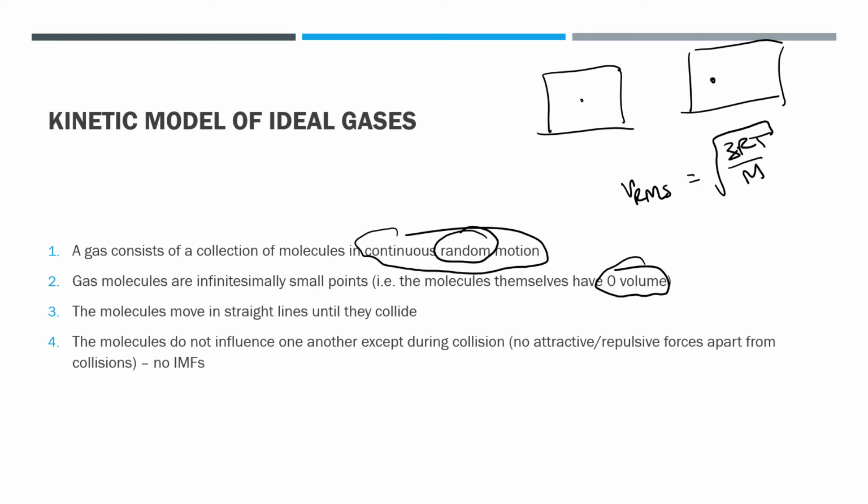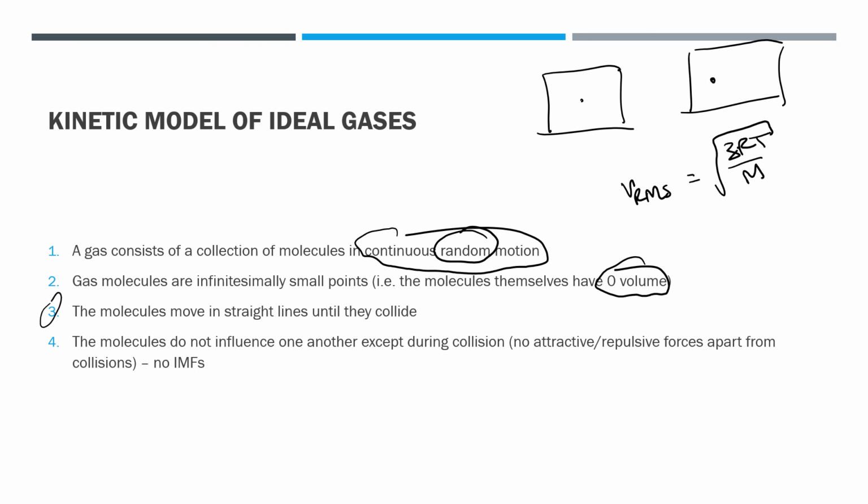But in the kinetic molecular theory, we assume that every molecule has 0 volume, which means that if I zoom in on one gas particle, if I have a sample of gas and look at the motion of one gas particle, it acts as if the entire volume is for itself. So hopefully that assumption makes a little bit of sense.